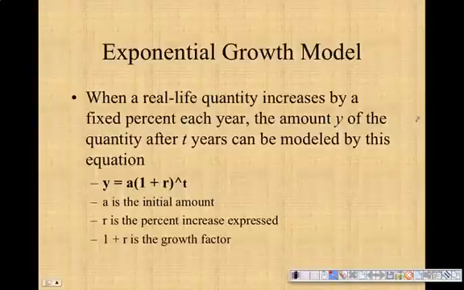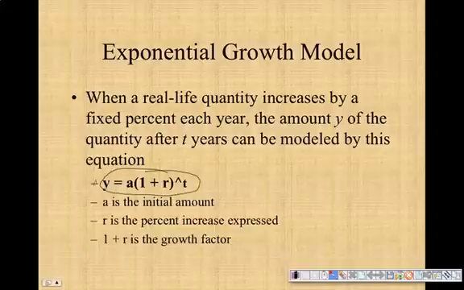Let's do the next type, exponential growth model. We can do this for any word problem. When a real life quantity increases by a fixed percent each year, the amount y of the quantity after t years can be modeled by this equation. Draw this equation. This is not a negative sign. Sorry about this. This is like my bullet points. Bullet point, bullet point, bullet point, so on and so on. Okay, those are all bullet points.